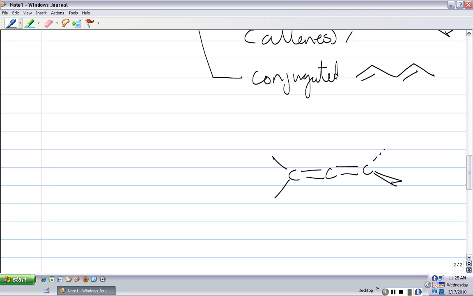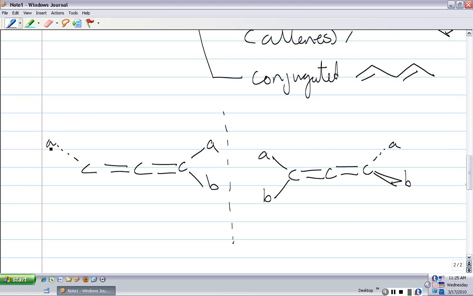Alright, so these two carbons are in the plane of the board. Let's say I put some groups A and B here, and A and B here. There's a mirror plane, which will give me this species. I'll have C double bond C double bond C, A and B, and then I'll have A behind the board and B in front of the board.